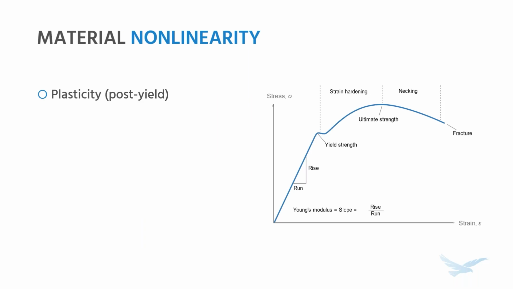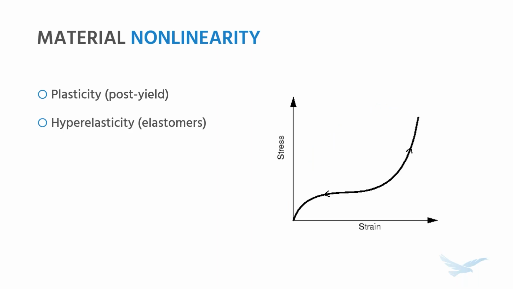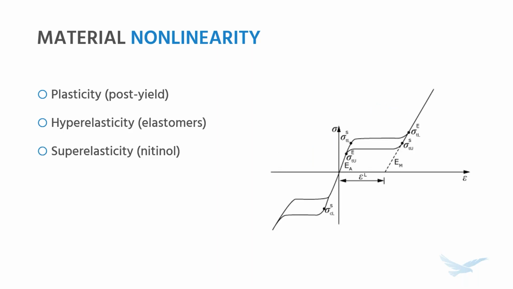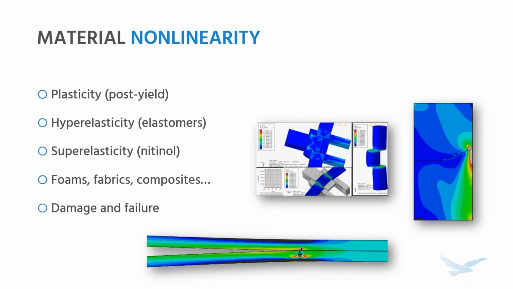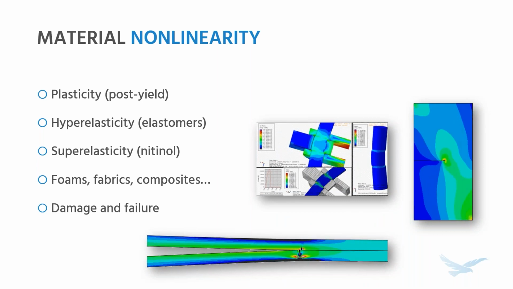The first is you may have a nonlinear material. This could simply be that you've taken a typical linear engineering material and pushed it past its yield strength. Or maybe you're using something inherently nonlinear, like a hyperelastic rubber, nitinol, maybe something more exotic, like a foam or composite. Or maybe you've taken a material and you've pushed it so far that it's starting to crack and fail.